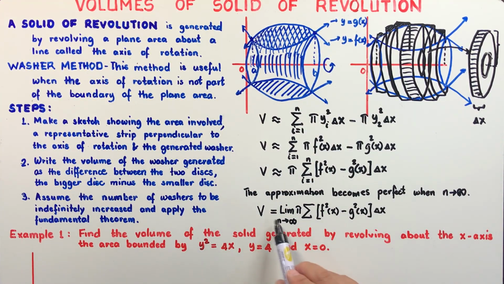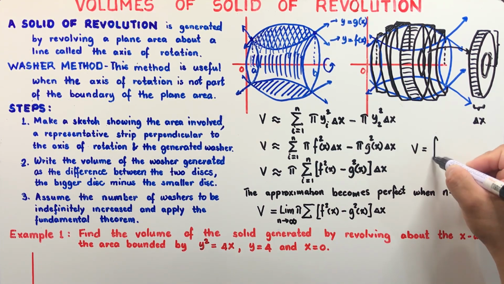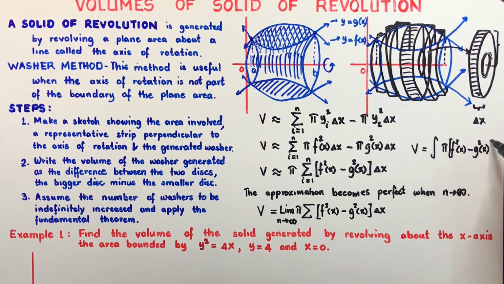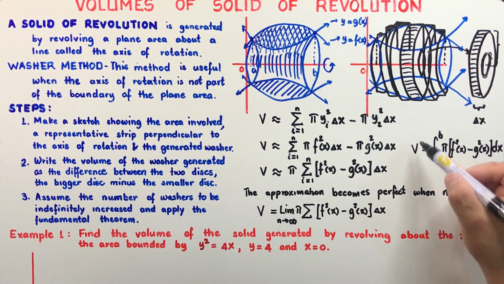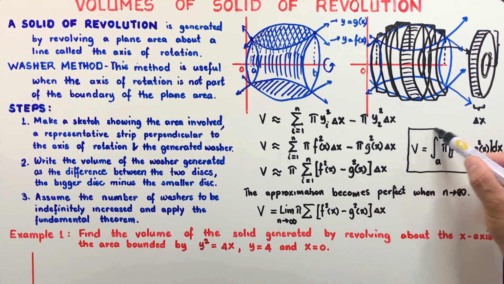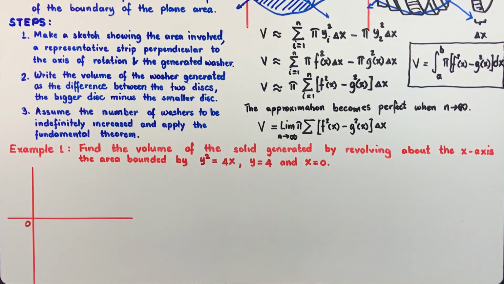And we noticed that this is the limit of a Riemann sum, which we recognize as the integral of pi times the square of f minus the square of g dx, slicing it from a to b. So this is our formula when you want to find the volume which has a hollow at the center. So let's apply this formula in our example number 1.